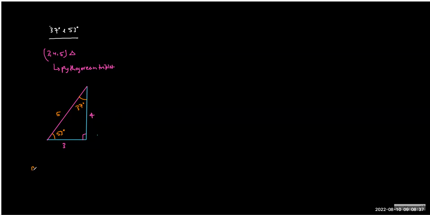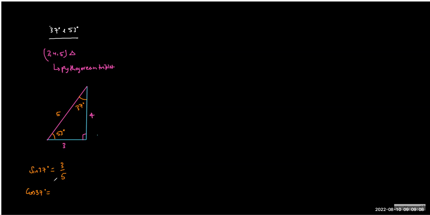What is sine 37, guys? Tell me. What is sine 37? 3 by 5. What is cos 37? See, you have to picture this triangle in your brain. Then only you can answer. You cannot mug up all this. 4 by 5.